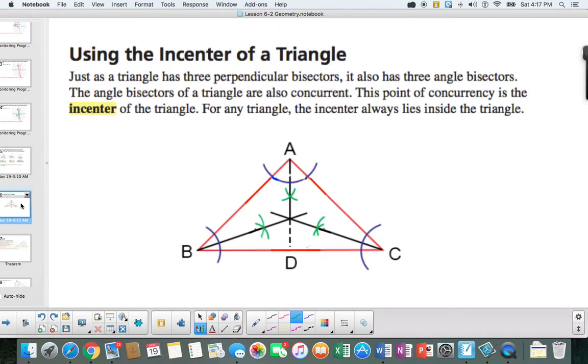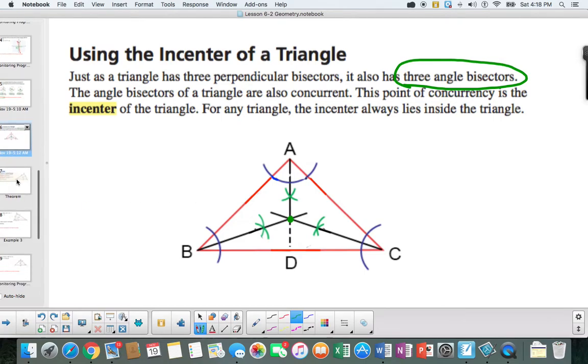All right, now let's talk about the incenter of a triangle. The incenter is formed by the angle bisectors, three angle bisectors. So you can see with these constructions, all of these are angle bisectors, and they all meet at a point. We call this point the incenter.